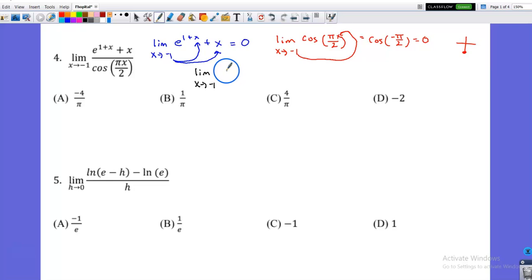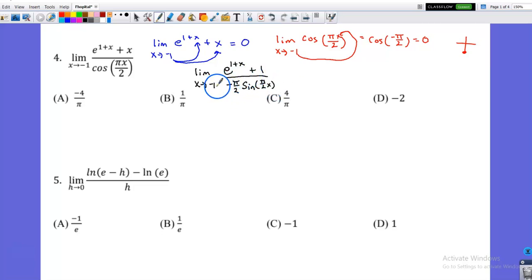Derivative of the numerator, the derivative of e to a power is e to the power times the derivative of the power, and the derivative of x is just 1. In the denominator, the derivative of cosine is negative sine, don't forget the chain rule, of pi over 2 x. And then the derivative of the inside, the derivative of pi over 2 x is pi over 2.